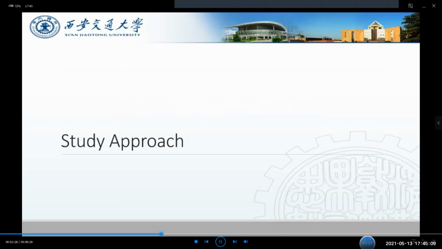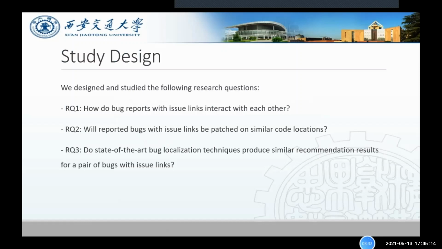And the third part covers the study approach of this letter. First, study design. We designed and studied the following research questions. First, how do bug reports with issue links interact with each other? Second, will reported bugs with issue links be patched on similar code locations? Third, do state-of-the-art bug localization techniques produce similar recommendation results for a pair of bugs with issue links?